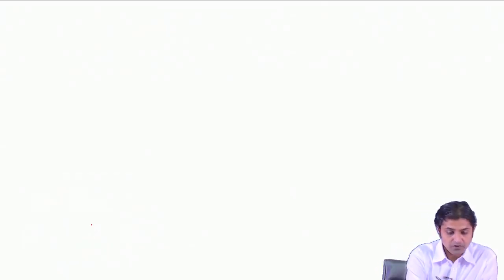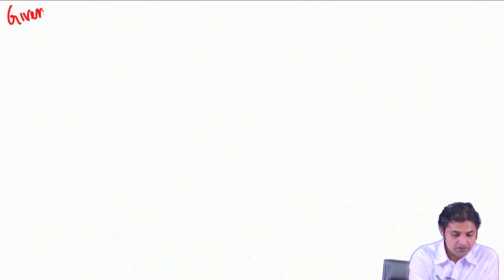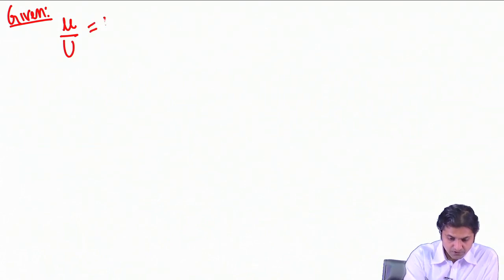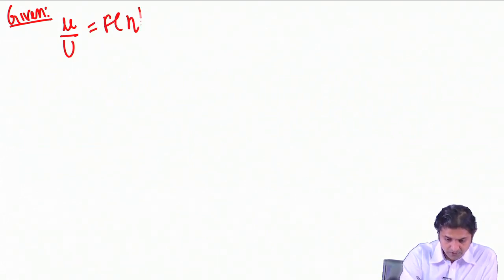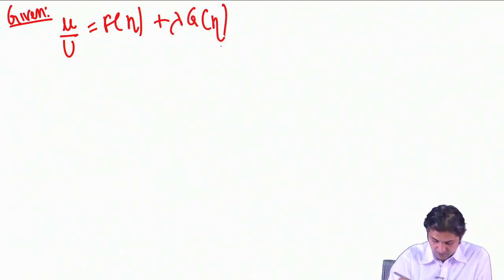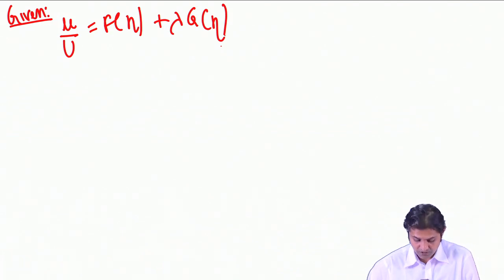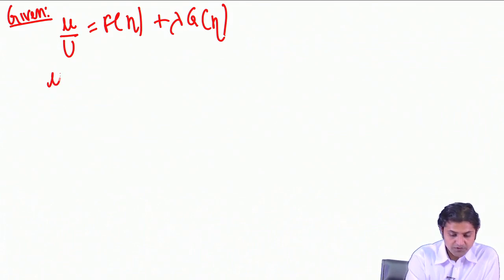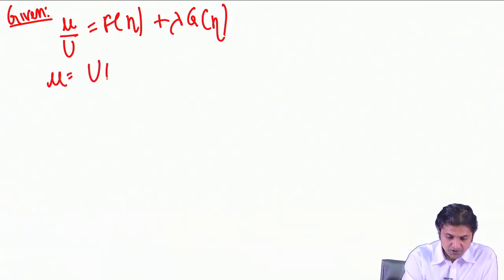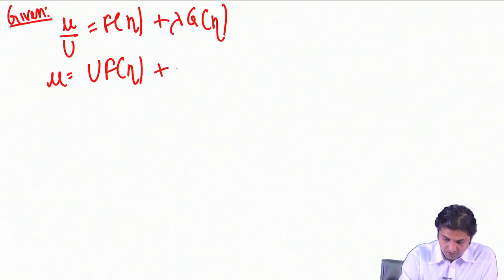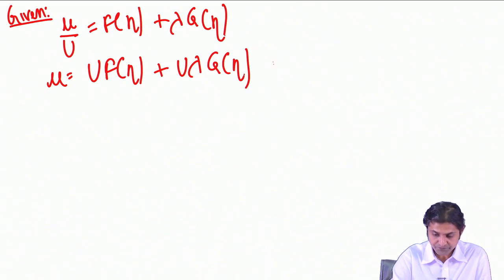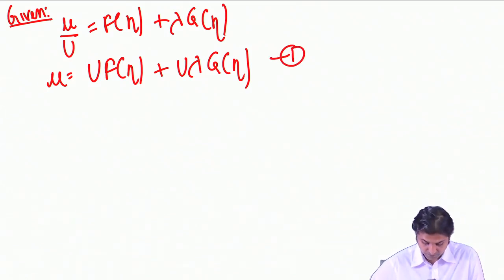Okay. So what is given to us? u/U is equal to f of eta plus lambda g of eta, where f of eta and g of eta are given. So from the profile, u can be written as U f of eta plus U lambda g of eta. Okay, this is equation number 1.